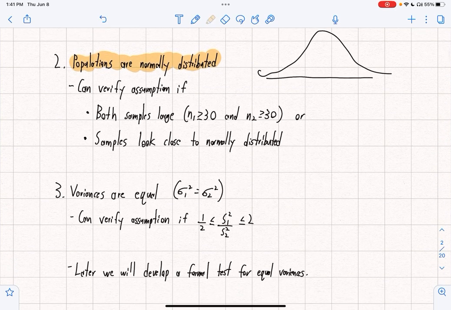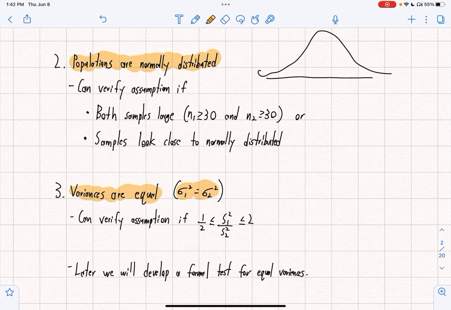And then finally, we need to assume the variances are equal. So that is sigma 1 squared is equal to sigma 2 squared. And we're just going to use a rule of thumb. What we'll do is we'll take our sample variances, S1 squared and S2 squared, and we'll just take the ratio. So whichever one is bigger, we'll put on top. So let's assume S1 is bigger. So we'll do S1 squared over S2 squared. And if it's between 1/2 and 2, then we'll assume that they are equal. Otherwise, we'll assume they are unequal.